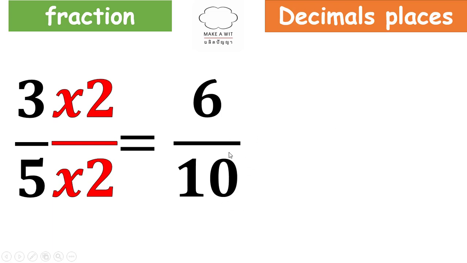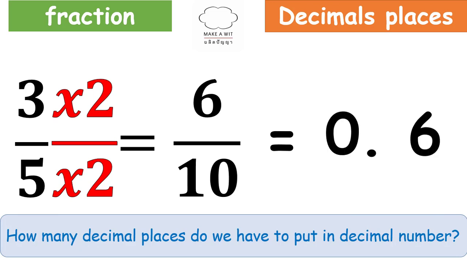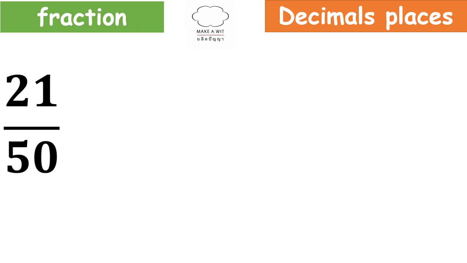So right now you can change it to a decimal. How many decimal places are there? How many zeros are there? There is 1 zero, so there is only 1 decimal place. It means that you have to write number 6 and count from the back to the front. It's equal to 0.6. Okay, next number: 21 over 50.